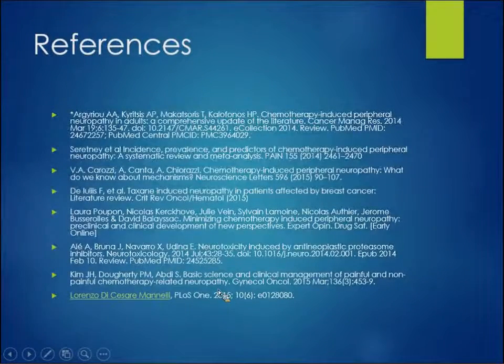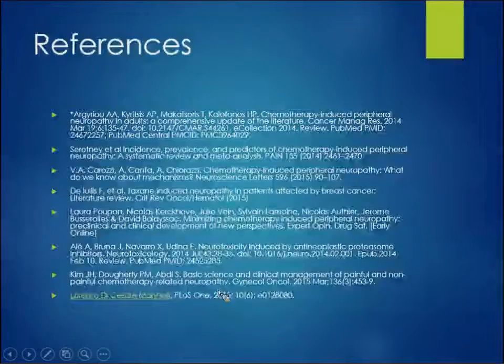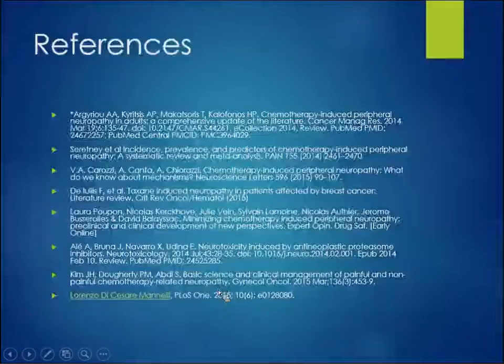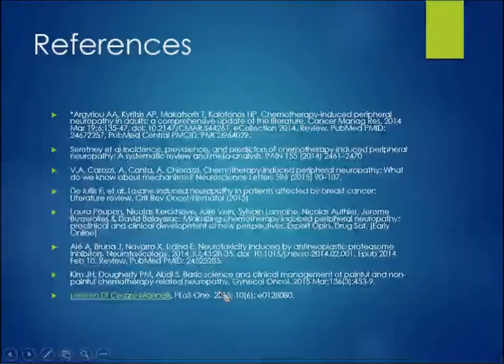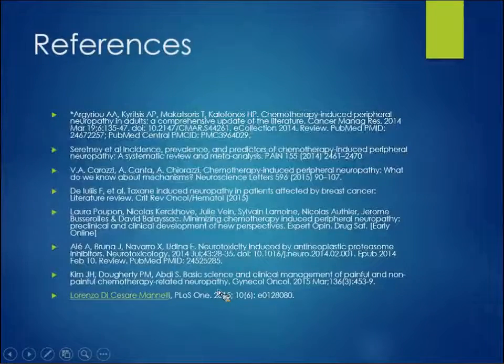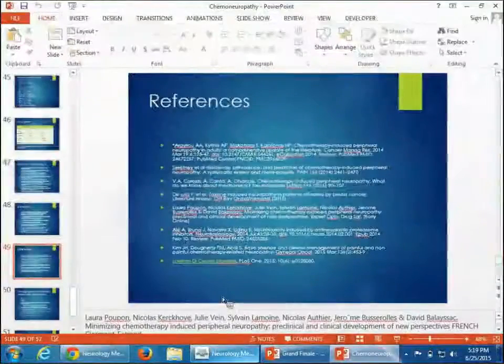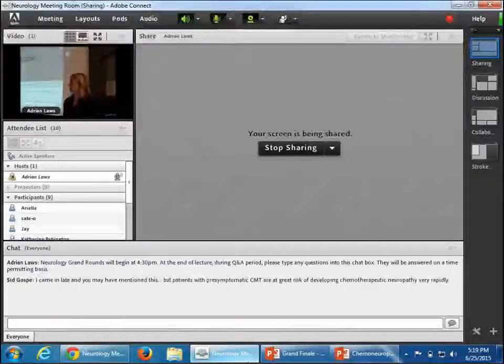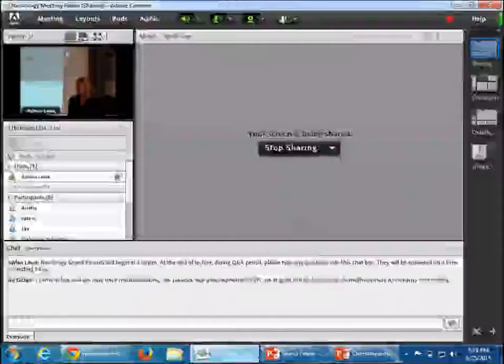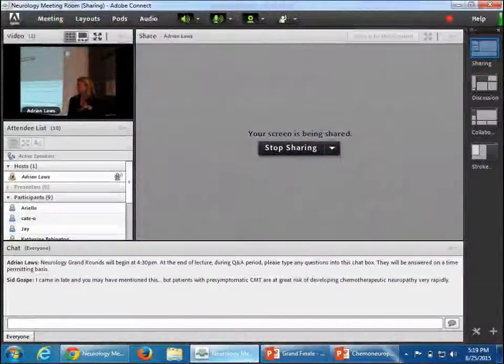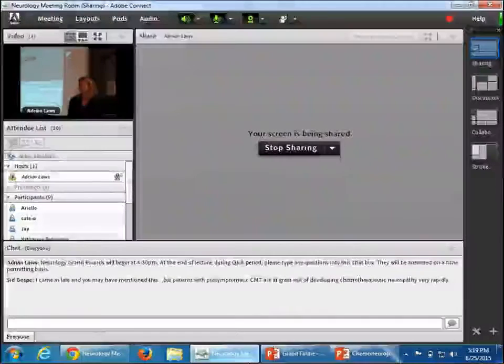Yes, Tom. So do these agents not cross the blood-brain barrier? Is that why there are no central effects? The question is, do these agents not cross the blood-brain barrier? So in some scenarios, there are central nervous system effects of some of the agents, specifically the platinum-based. I don't know that I can answer that any better, but the entry zone is thought to be the blood-brain barrier at the level of the dorsal root ganglia.